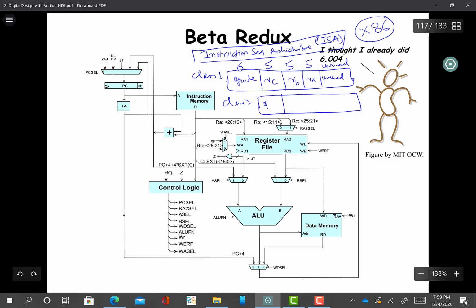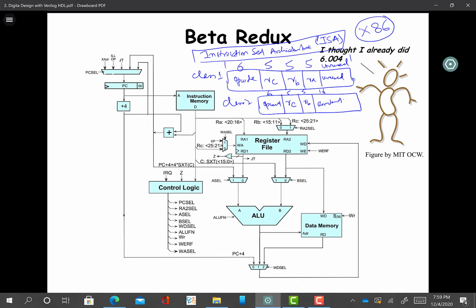We have the opcode, which is 6-bit. Then we have RC, which is 5-bit. Then we have RB, which is 5-bit, and then we have 16 bits, which is our constant. So these are 32 bits. The one instruction is 32-bit, from here to here. So each instruction is 32-bit.